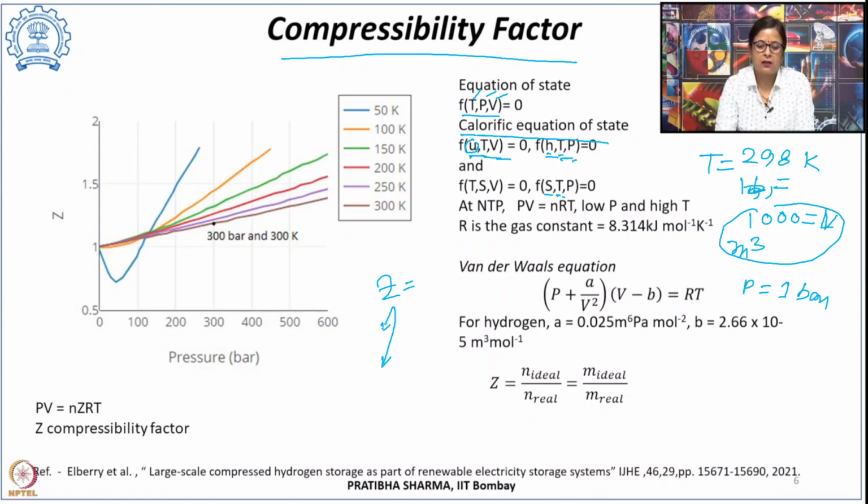So what is Z? Z is the compressibility factor. When PV equals nRT, that is the ideal gas equation. But in our practical case, PV equals nZRT, where Z is one factor. This is the real gas equation.